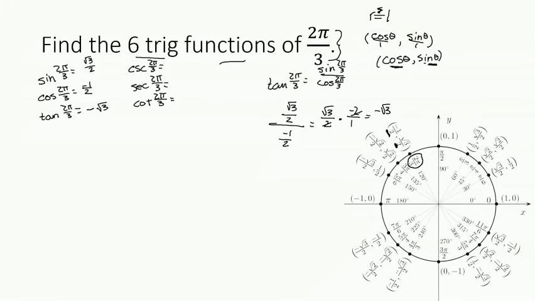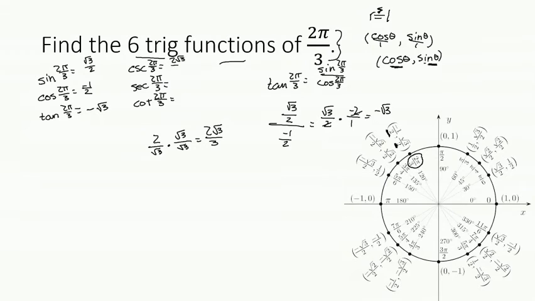So then to find the cosecant, you just take the reciprocal of the sine. So we're going to take 2 over the square root of 3 and rationalize it and multiply by the square root of 3 over the square root of 3, which gives us 2 square root of 3 over 3.